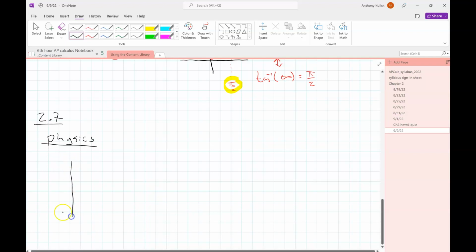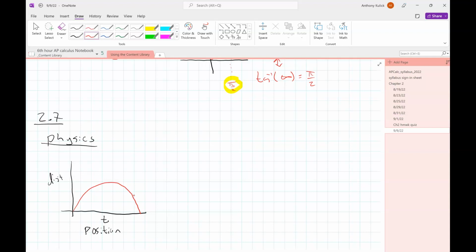So let's say we have some position function here. The y-axis is going to give us a distance. The t-axis would be a time, right? And let's say we just have some object we've thrown straight up and it's come straight back down. Everybody's okay with that?